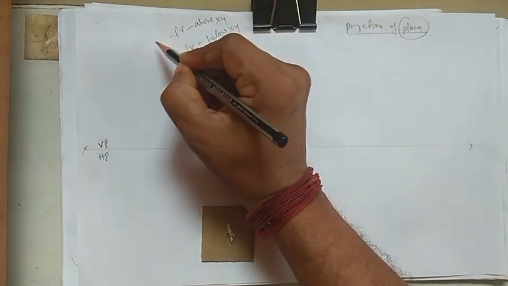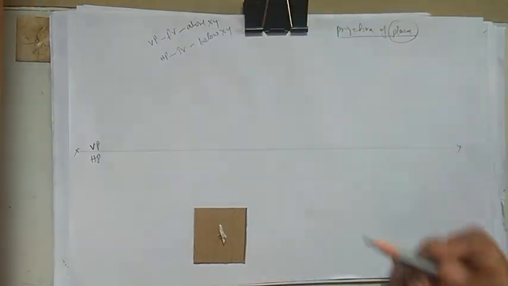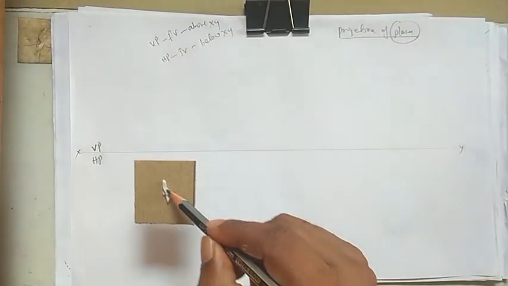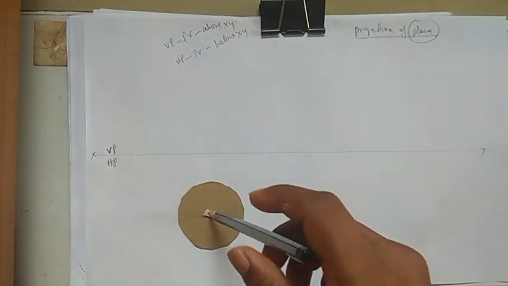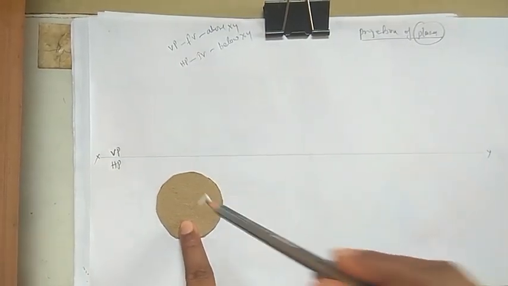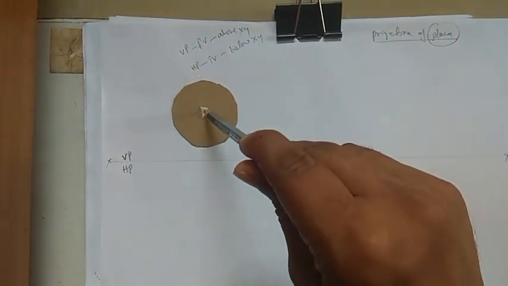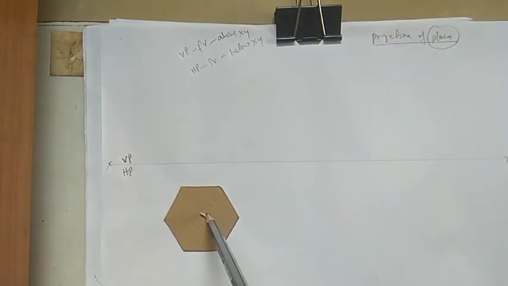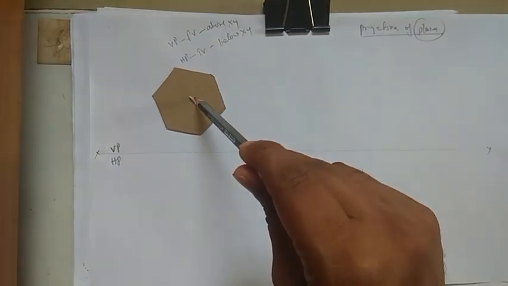Or else, front view means it is resting on the VP, and top view means it is always resting on the HP. So if they say a circular lamina rests on the HP, you have to take the lamina here, below. Same thing, if a circular lamina is resting on the HP, you have to start the circle from here, and if it is resting on the VP, you have to keep the lamina here. The same thing will appear with the hexagon also. If it is resting on HP, we'll start from here. If it is resting on VP, it will start from here.